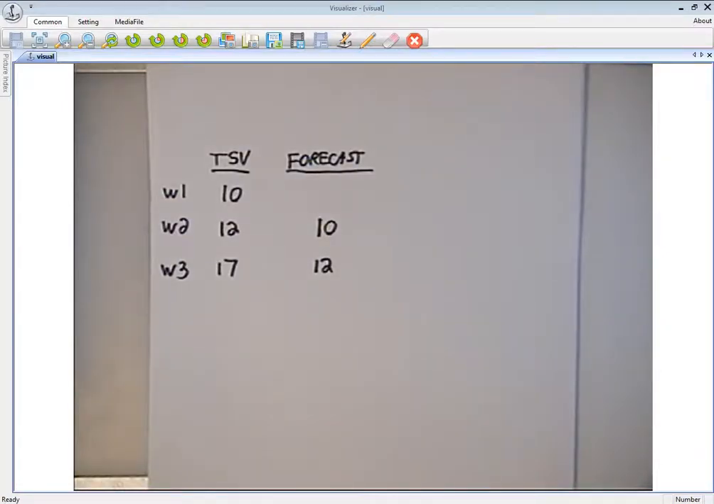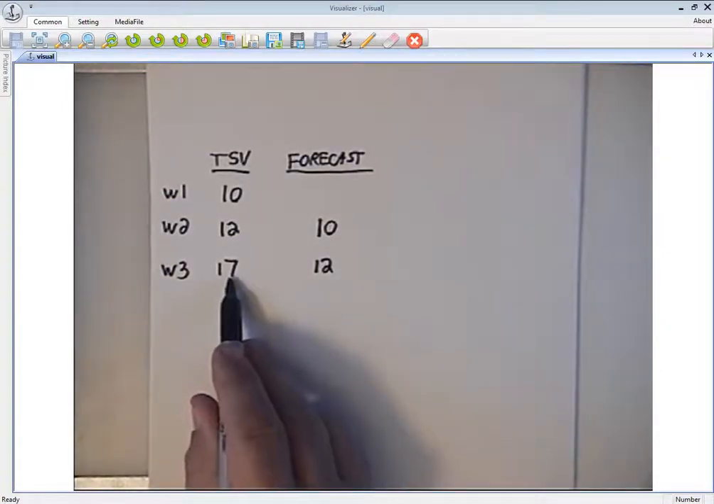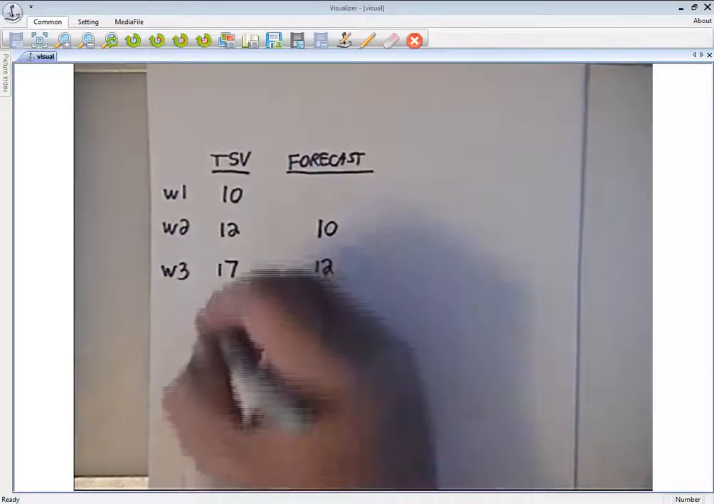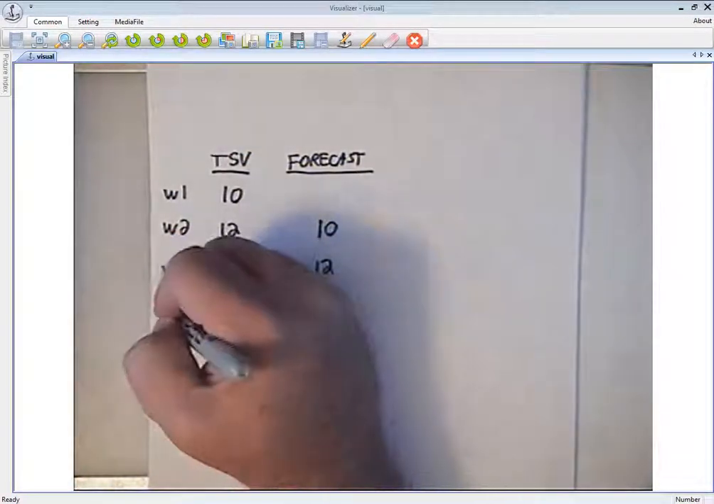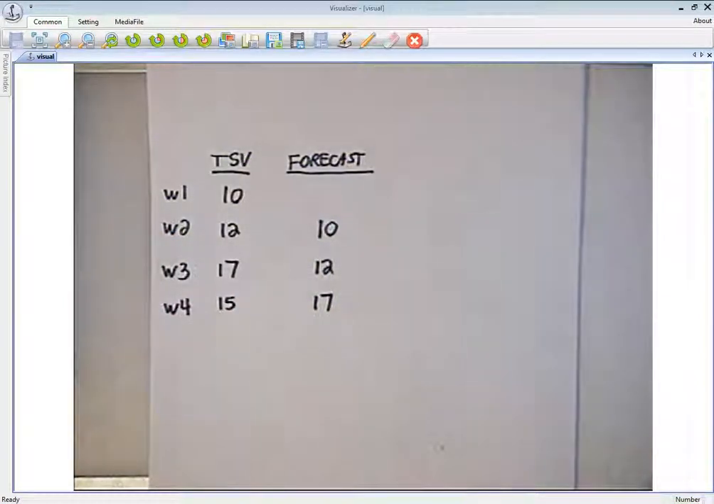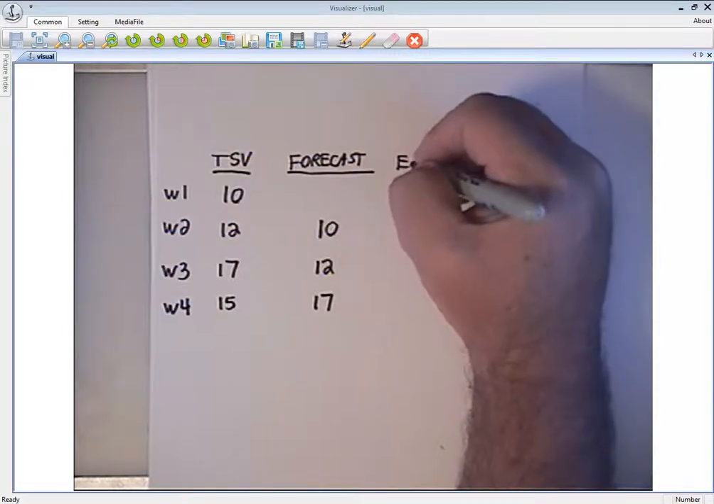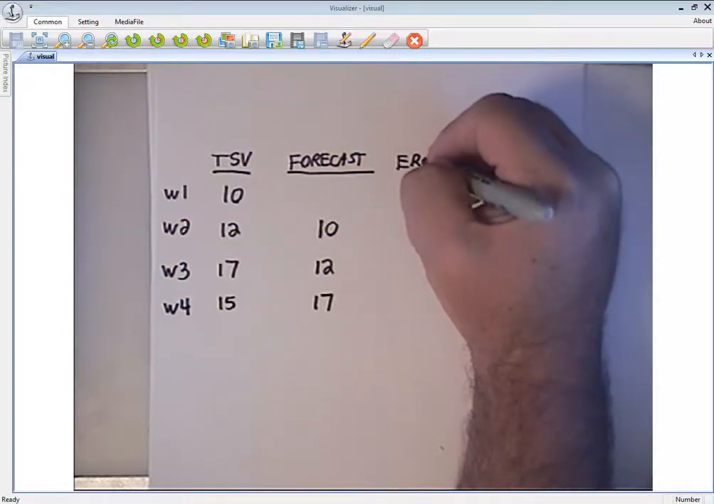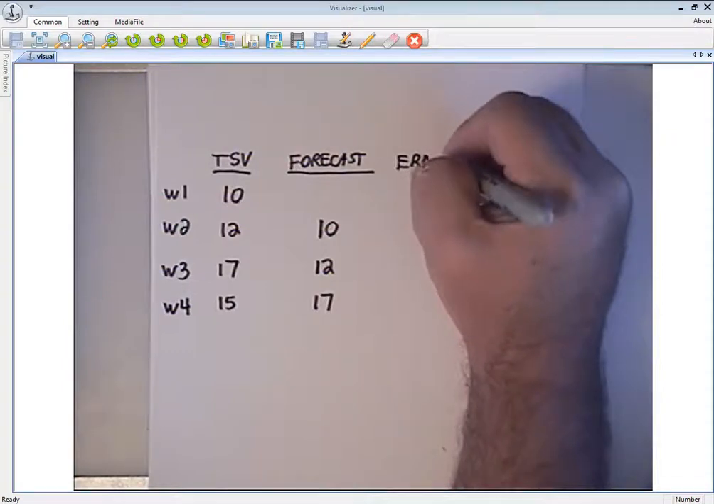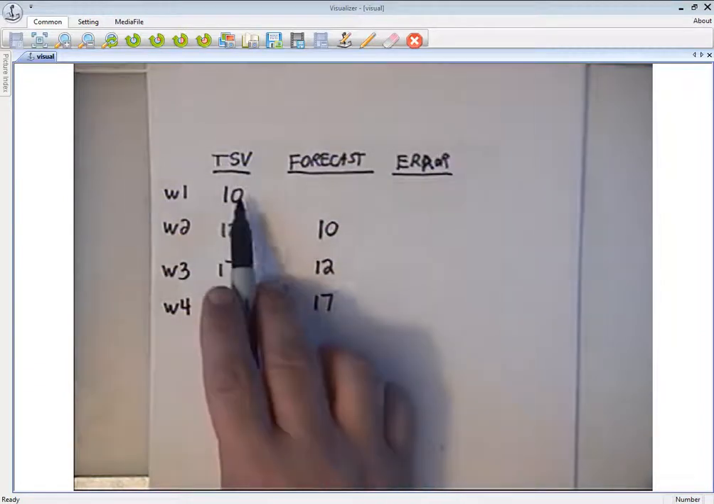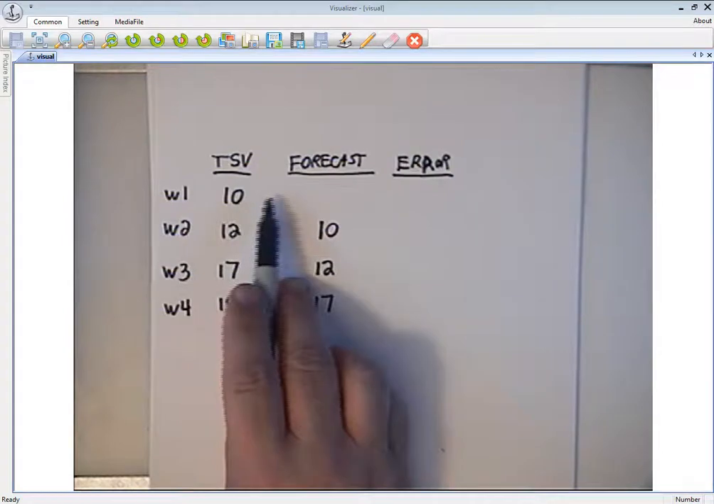And then again, this is our amount for this week, so toward the end of that week we then use that as a forecast for the following week. And maybe it really had 15, and this is week 4. Well, obviously we have some error. And our error would be taking the time series value minus our forecast.